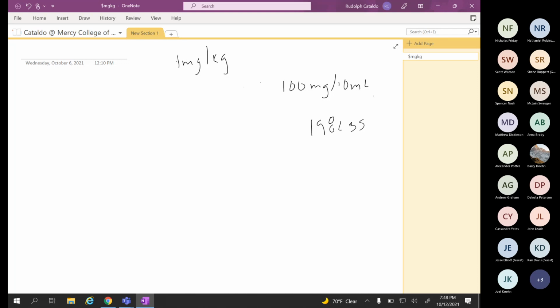All right, so it's asking a couple different things here. So what is the patient's weight in kilograms? Should be 90 kilograms. Okay, so 198 divided by 2.2 equals 90 kilograms. Okay, so that's the first answer. So we need to give 1 milligram per kilogram. So how many mLs are we going to give then? Remember, we've got 100 in 10 and we want to give 90. So how many mLs are we going to give?